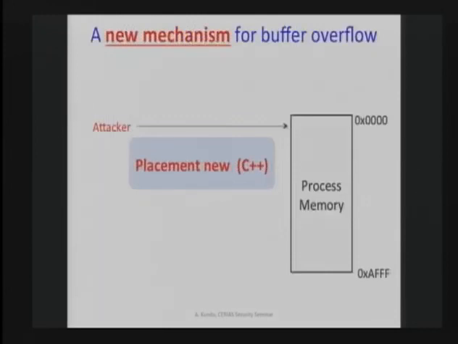Okay, so what is the new mechanism? It's very simple. In C++, you have at least two ways to construct an object. How do you construct an object in C++? Can someone tell me that? How do you instantiate an object in C++?